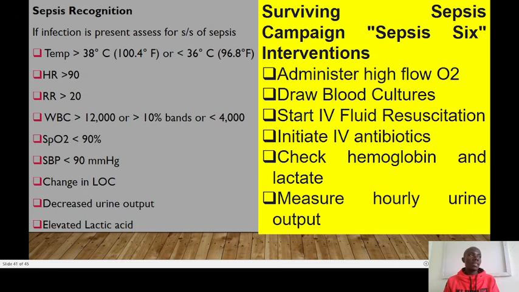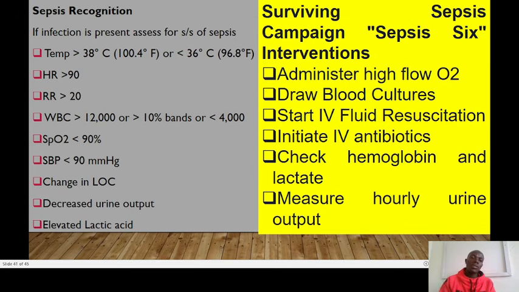How do you recognize sepsis? You look at the temperature is greater than 38, the heart rate is greater than 90, respiratory rate is greater than 20, white cells are greater than 12,000, and saturation, of course, less than 90, and systolic blood pressure is less than 90. These have changes in level of consciousness and decreased urine output. We also have increased lactic acid.